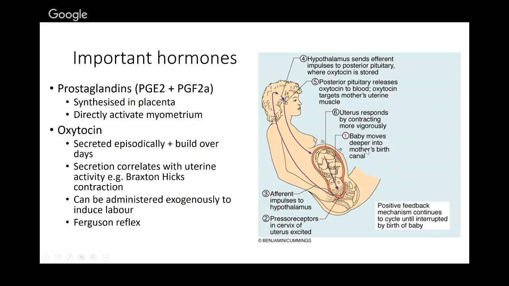So basically you have a baby, and the baby moves deeper into the birth canal. That stimulates the receptors in the cervix, which then send a signal to the hypothalamus. The hypothalamus then signals the pituitary to produce oxytocin, and oxytocin will then go to the uterine muscle and cause it to contract even more. So it's a positive feedback mechanism.